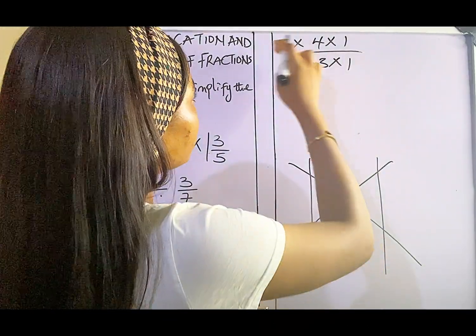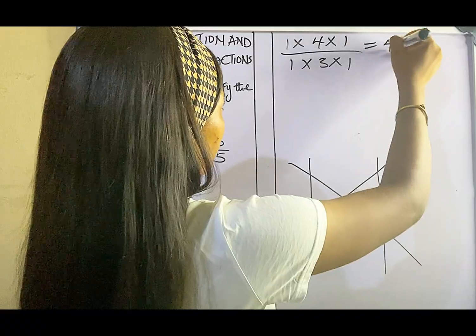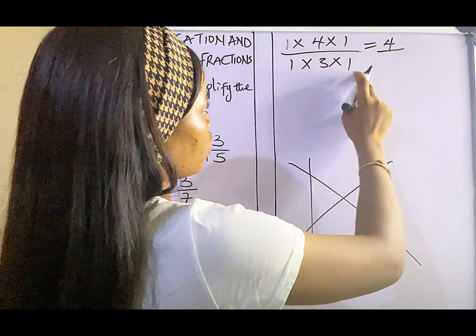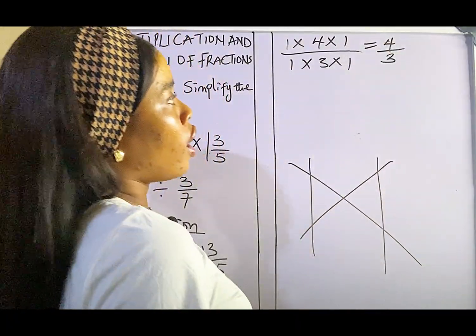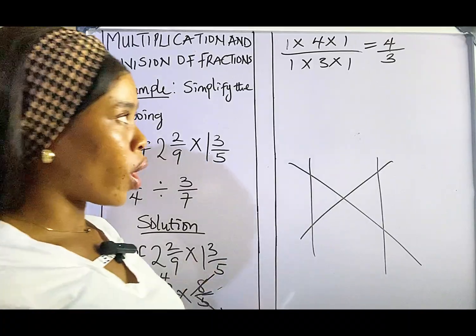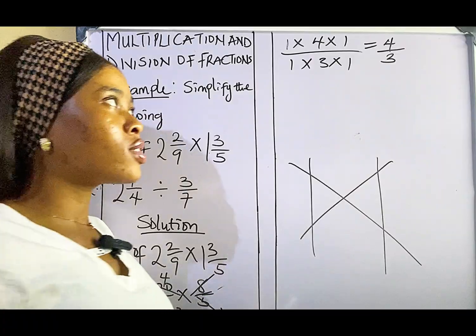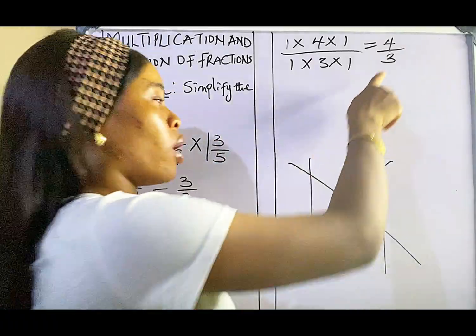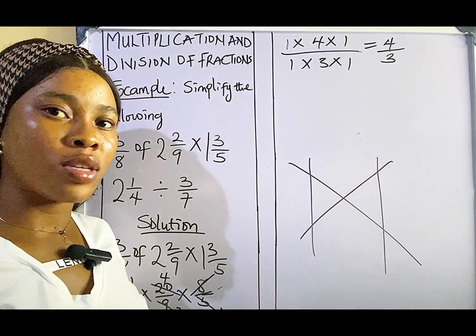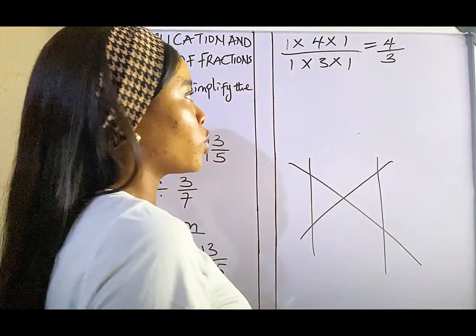Okay, so multiplying the numerators together, we have 1 times 4 times 1, that gives us 4, over multiplying the denominators together, 1 times 3 times 1, that gives us 3. And so, is this our final answer? No. Why? Because this is an improper fraction. So it is very, very improper for you to leave your answer in this form. So it's advisable we convert it to what? A mixed fraction. So how do we convert to a mixed fraction?